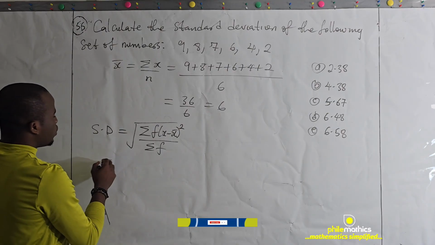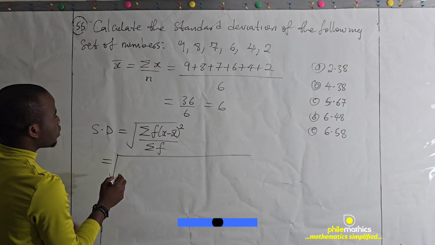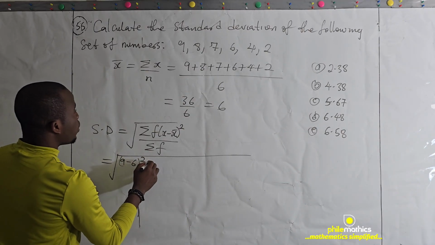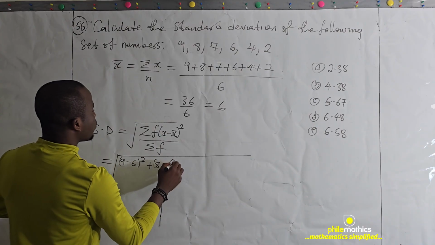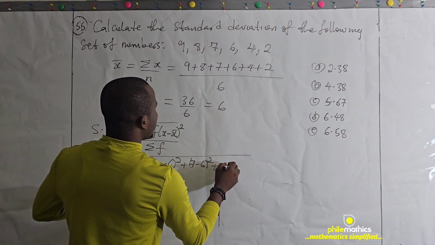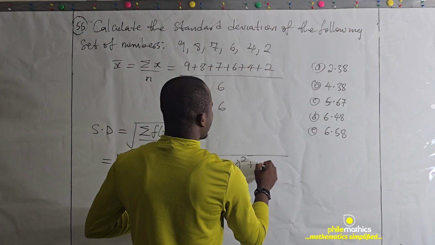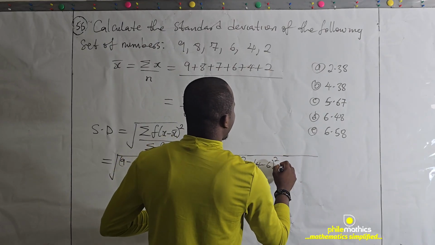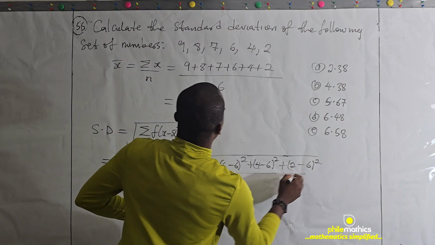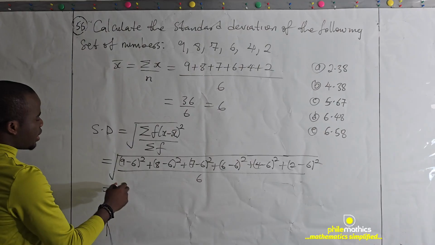And so this is the square root of 9 minus 6 all square plus 8 minus 6 all square plus 7 minus 6 all square plus 6 minus 6 all square plus 4 minus 6 all square plus 2 minus 6 all square, everything over 6. And so 9 minus 6 is 3, and 3 square is 9.